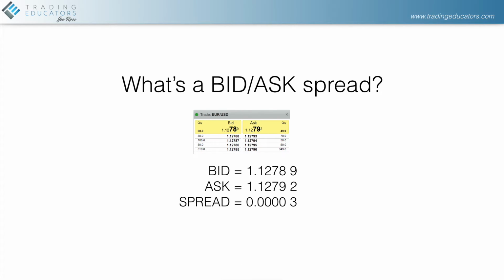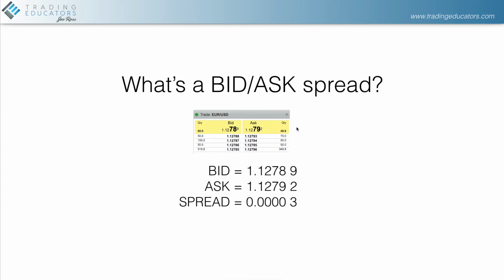In this example, what we're looking at is the Euro-US dollar. We can see the bid price is at 1.2789, and the last digit is called the pipette in forex. One pip would be 0.0001 in Euro-US dollar, and the pipette is the very last one. If we look at the bid-ask price here, you could sell at 78.9 and you could buy at 79.2.